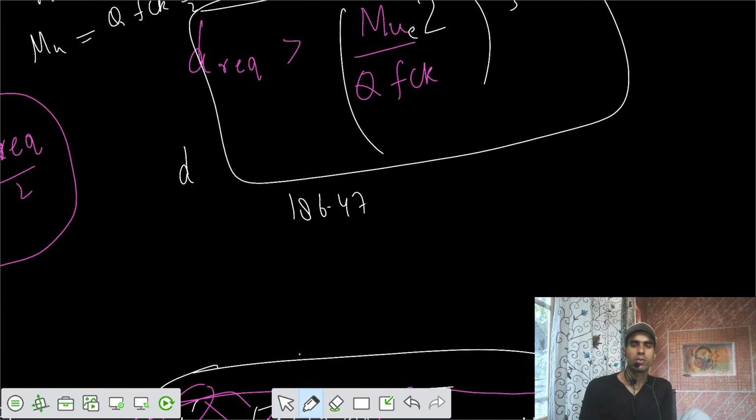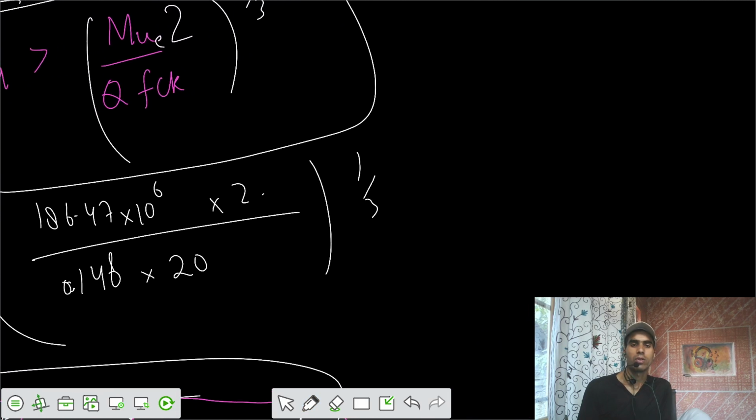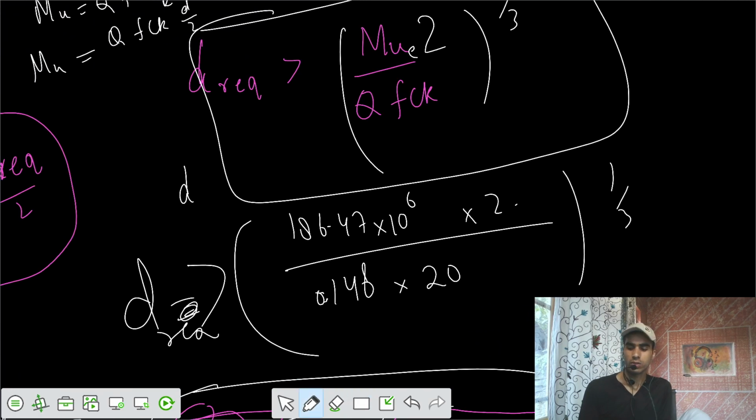186.47 into 10 to the power 6 into that factor of 2, divided by Q value, which was 0.148 for Fe415, and fck is 20, and you have 1 by 3 of that. That's your D required. D required should be greater than this value.